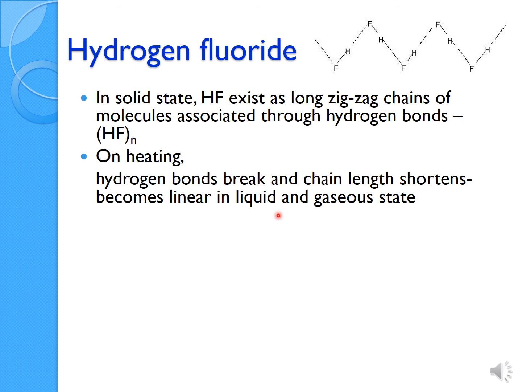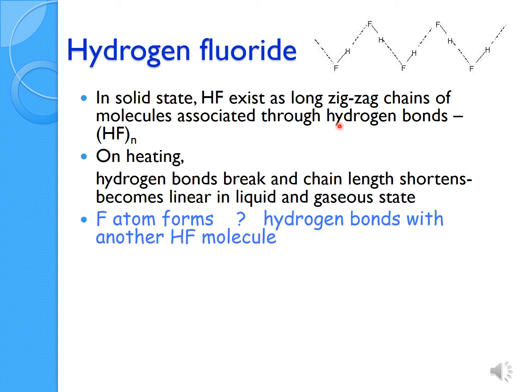So in the liquid and gaseous state, the molecular formula of hydrogen fluoride should be written as HF itself, but in the case of solid state, its molecular formula should be written as (HF)n. Now consider this fluorine atom. How many hydrogen bonds will it form? If we consider this particular fluorine atom, how many hydrogen bonds will it form with other hydrogen fluoride molecules?